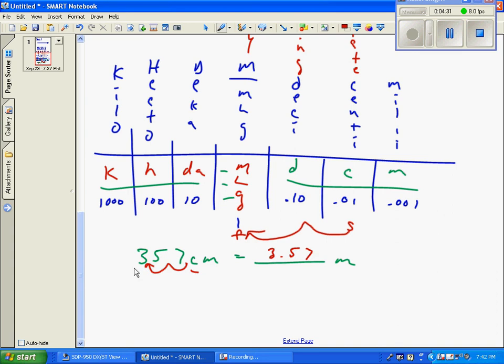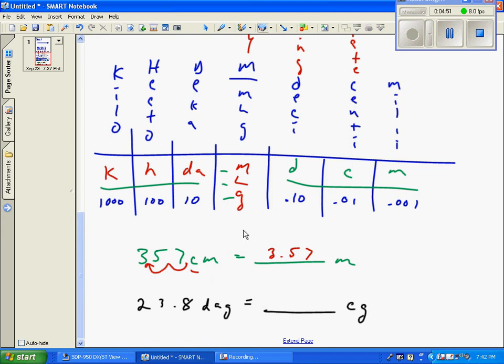3.57. So 357 centimeters is the same as 3.57 meters. I'll do another one with you here. How about we'll do 23.8 decagrams is equal to how many centigrams?